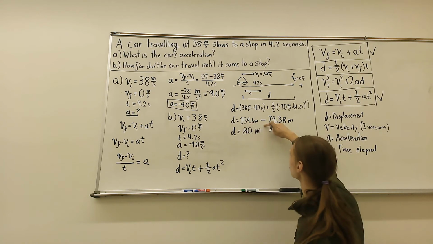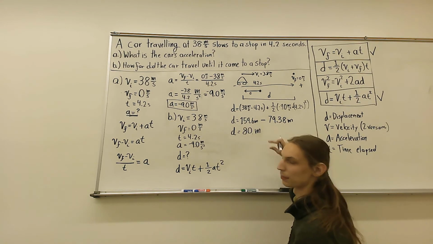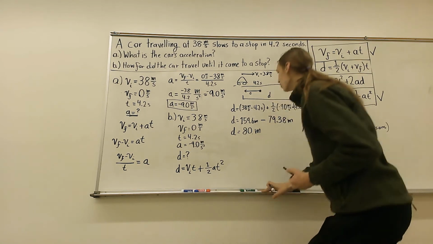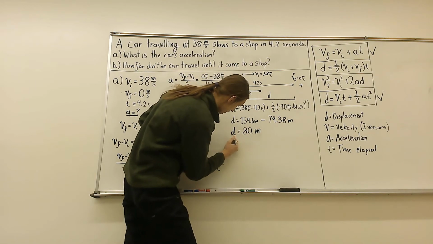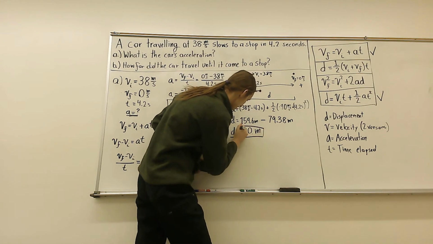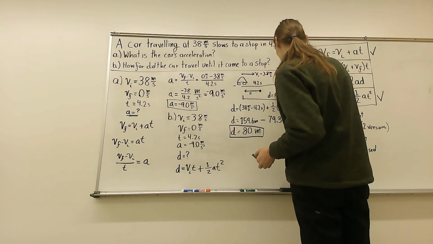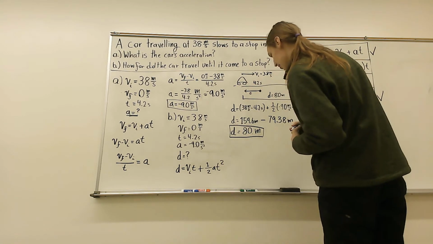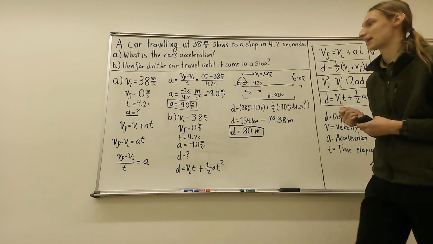Notice we didn't round in the middle. You only apply significant figures at the end of a problem. So that's what we have. Our distance, or our displacement, is 80 meters. So we can fill in the last bit of our diagram here. D equals 80 meters.